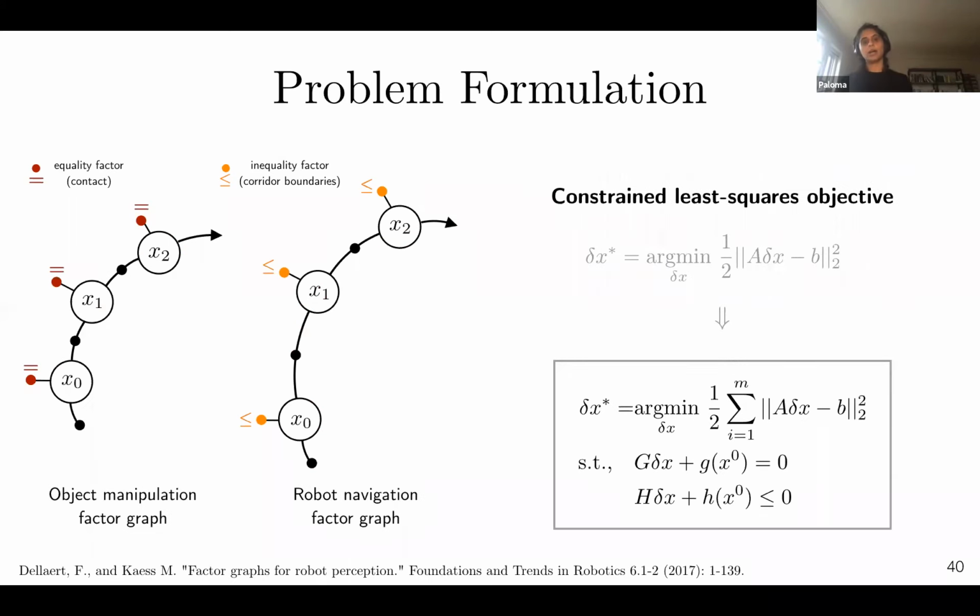We now add constraints to this problem. So similar to the objective that we saw earlier, the constraints too are linearized. The equality factors are shown in red and are represented by the G matrices. And the inequality factors that are shown in orange on the left are represented by the H matrices on the right. So as a result, in every iteration, we solve for a quadratic program instead of the unconstrained quadratic that we saw earlier.